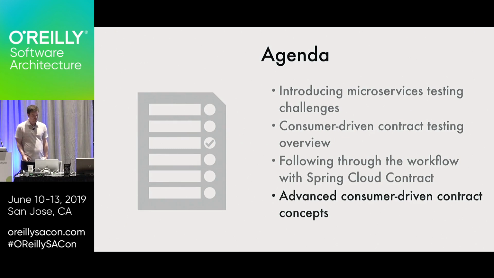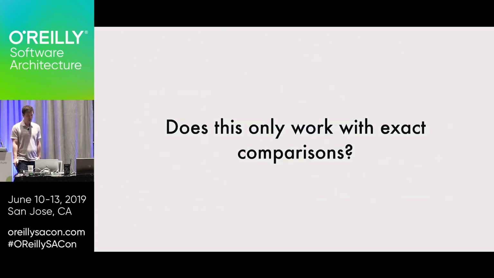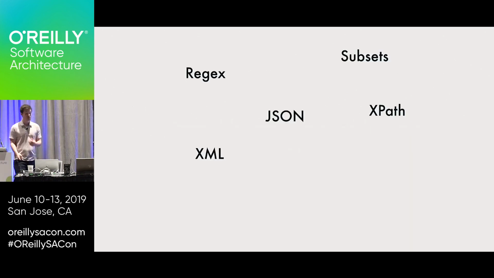So finally, I'm going to talk about more advanced consumer-driven contract concepts. And they're not necessarily advanced, it's just the stuff that I haven't had time to get to during this presentation. So the first question people tend to ask me is, does this work with exact comparisons? And what I mean by that is, I've given a very specific request that gives a very specific response. But sometimes we might have more dynamic data. For example, a UUID that we send in the request, a timestamp, something else. And to get around this, these frameworks are actually quite flexible.